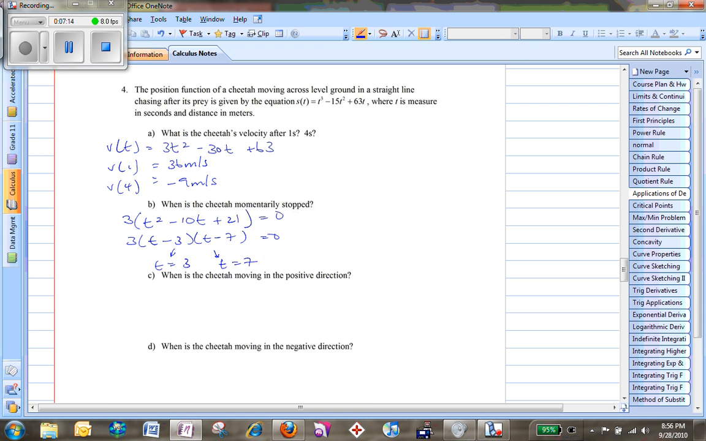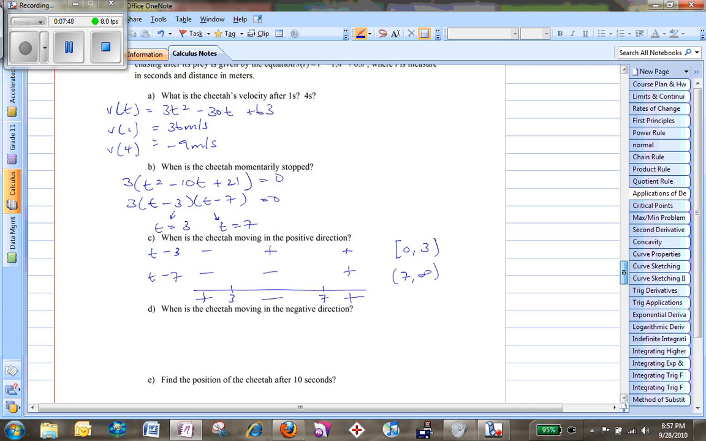I want to know when the cheetah is moving in a positive direction. So make your sign table. Everybody work through it. Make sure you set it up the same way that I am. Pick a number less than 3. 0 is a great number. Negative, negative. A number between 3 and 7. 5 is a good number. Positive, negative. A number between 7 and infinity. 10 is a good number here. Positive, positive. So it's positive, negative, positive. This cheetah is moving in a positive direction from 0 to 3 and 7 to infinity.